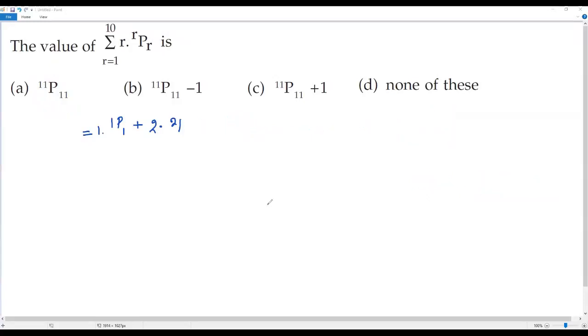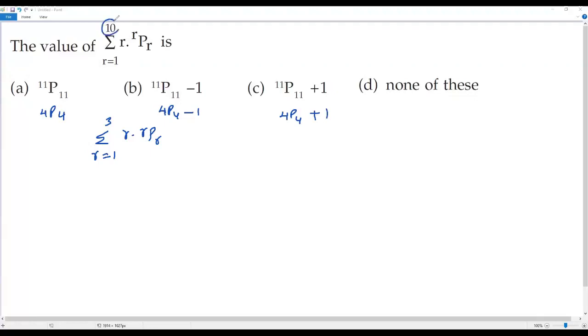Actually, in the given series I have trouble, because the ending value of r is 10. Instead of that, I am taking r equals 1 to 3, r times rPr. If the ending value of r is 3, then the options will change: the first option to 4P4, the second option to 4P4 minus 1, the third option to 4P4 plus 1.